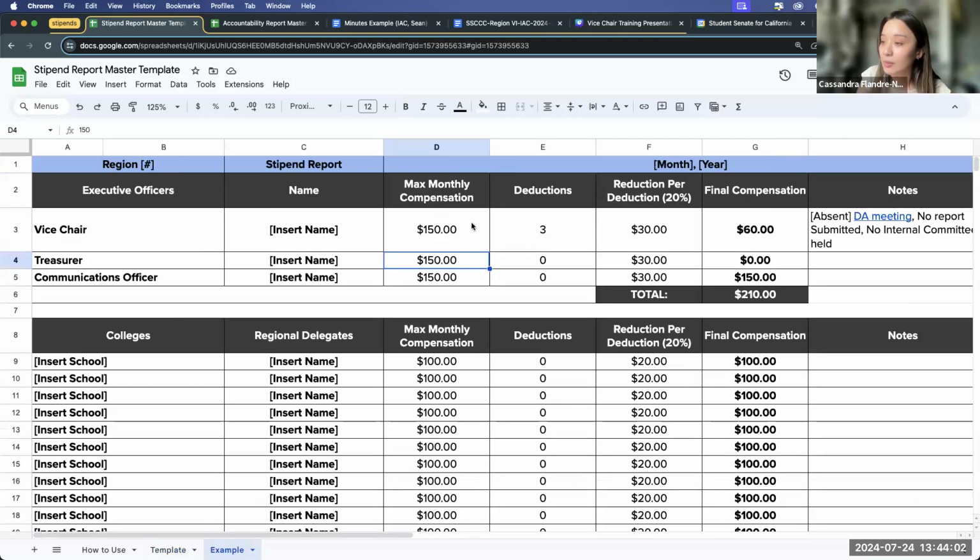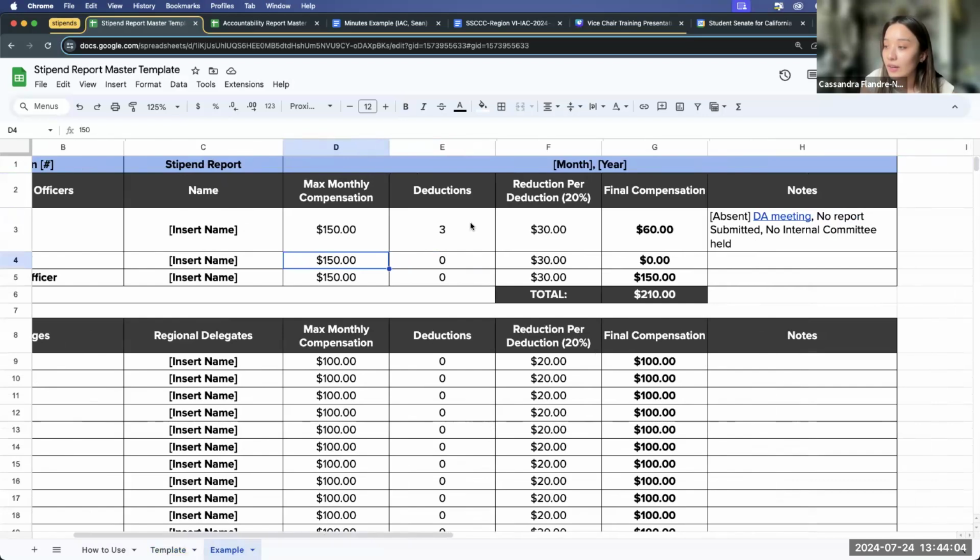So we have created an example here for you all. So here, the vice chair, they have received 3 deductions. So I put the number 3 here. Now for column F here, reduction per deduction, you will not need to edit this part as well, as it will automatically, as indicated by the formula here, update it for you. So that makes it easier on your end to fill it out.